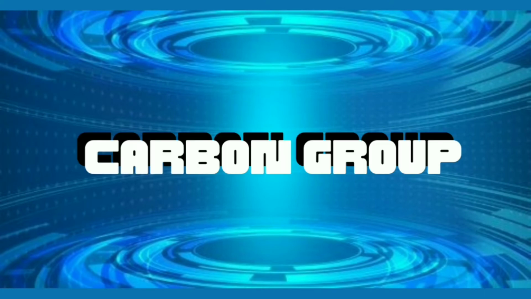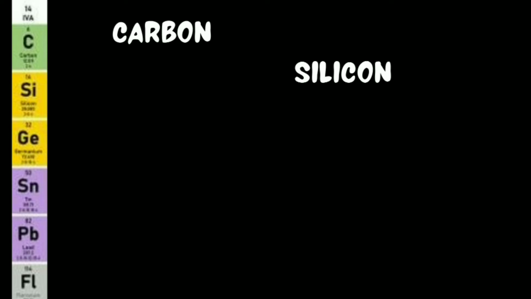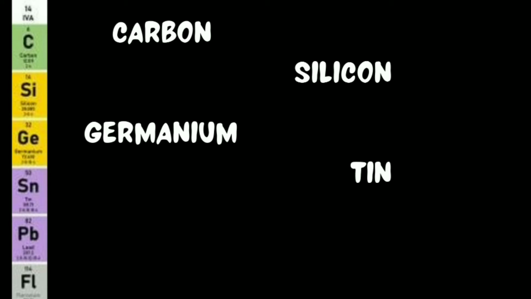Group 4A is also known as the carbon group. The elements in the carbon group are carbon, silicon, germanium, tin, lead, and the new element flerovium.